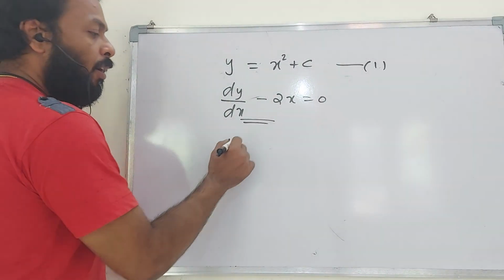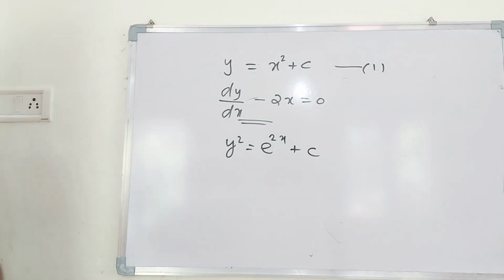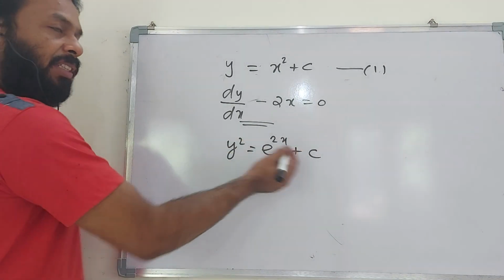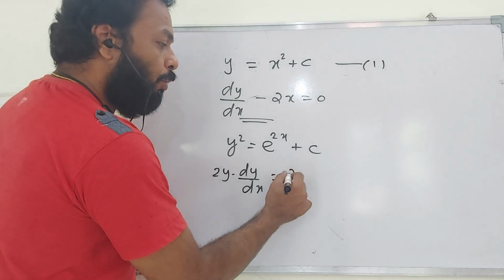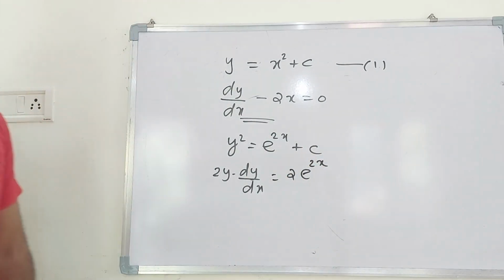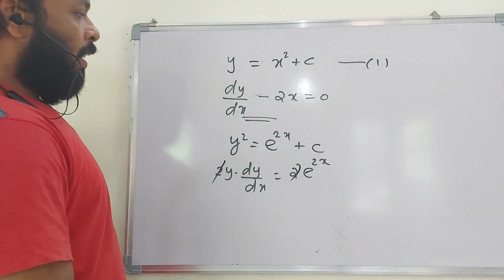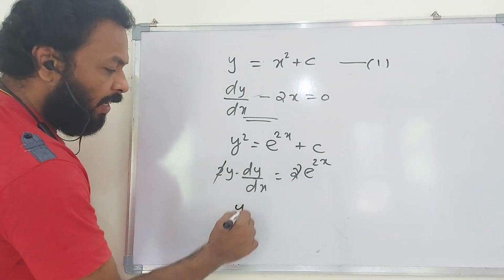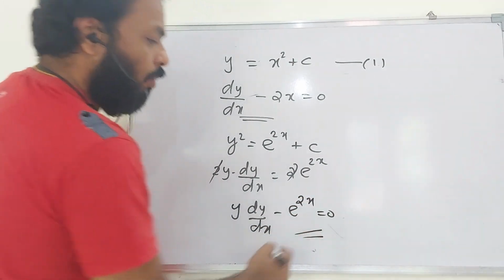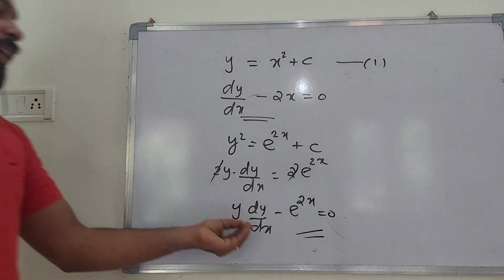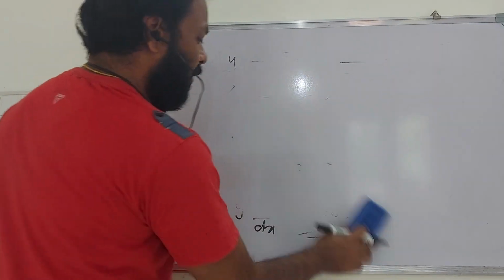Okay. Consider y square equal to e raised to 2x plus c. This is also a one parameter family of curves. Differentiating with respect to x, we have 2y into dy by dx equal to 2 e raised to 2x. We can cancel 2 from both sides, and this is y into dy by dx minus e raised to 2x equal to 0, which is free from all parameters, and it represents a first order differential equation.